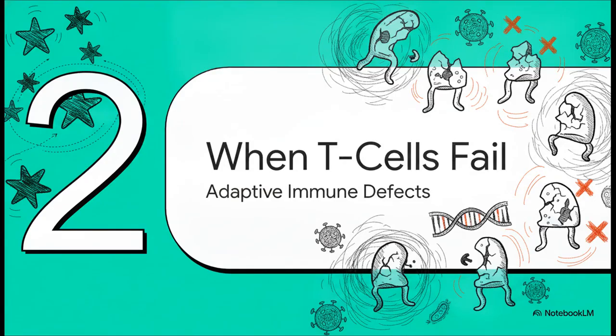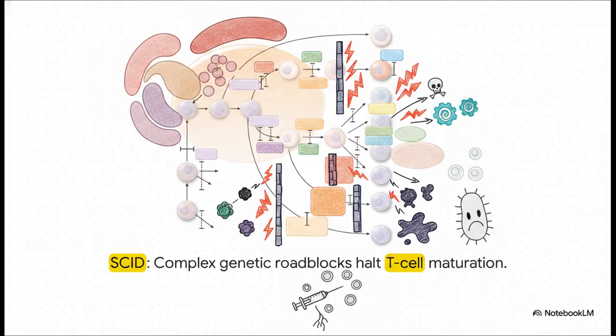Okay, moving on to Section 2, when T cells fail. We're going deeper inside the walls now to the adaptive immune system, where our highly specialized T cell assassins live. So T cell development is essentially this incredibly complex assembly line taking place in the bone marrow and thymus. But when genetic roadblocks pop up here, they lead to severe combined immunodeficiency, or SCID.